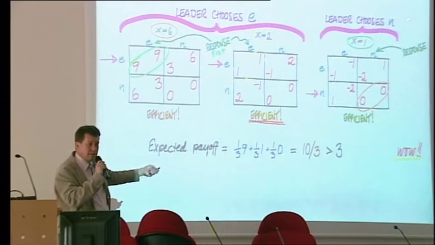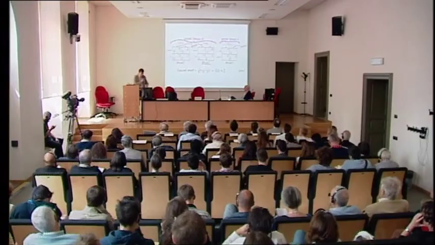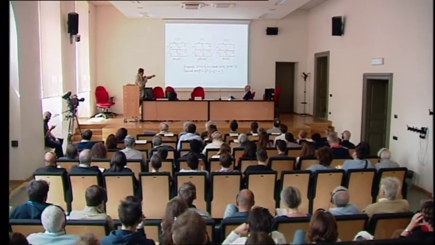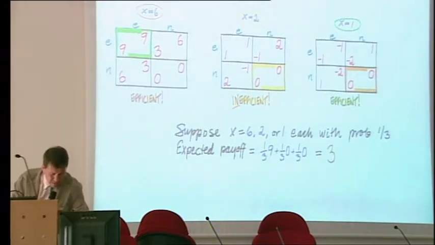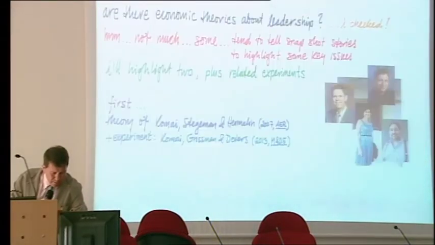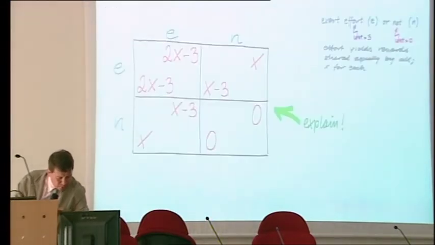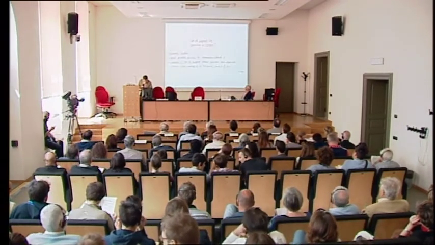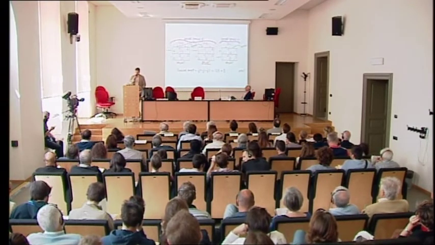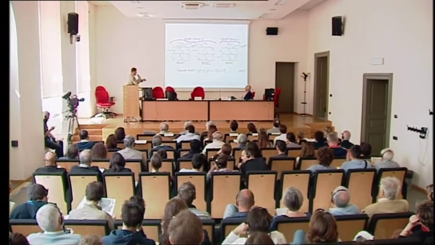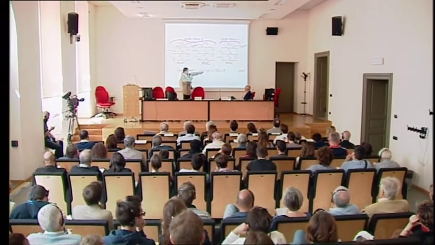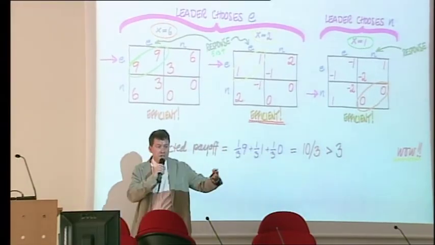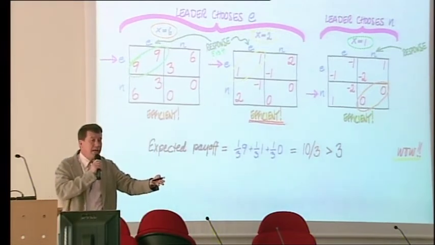Right? So you see, instead of having, if you remember, well, I can show you. I used to have efficient, inefficient, efficient. Now I went here and I got all of them efficient. And if you look at the expected payoff, it's 1/3 times 9 plus 1 times 1/3 times 0, no longer 0, but 1. So you get 10/3 on average, which is higher than 3. So you gain something.